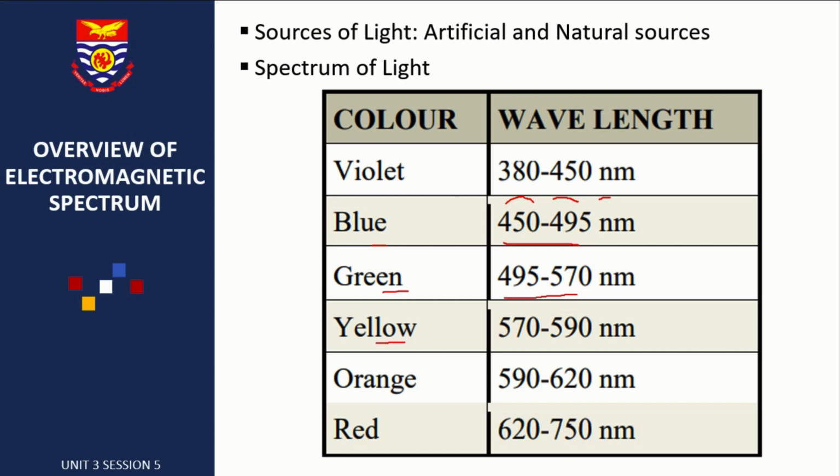Yellow has 570 to 590 nanometers. Orange has 590 to 620 nanometers. And lastly, red has 620 to 750 nanometers. So anytime you are given a wavelength of a particular light, you are able to describe whether the light is blue, green, red, or orange.